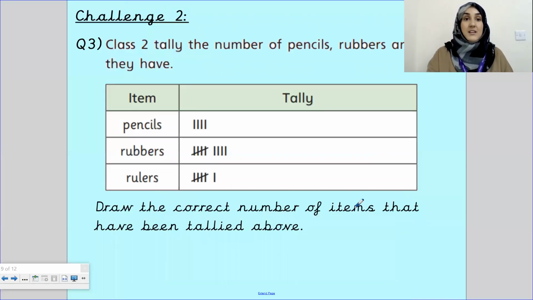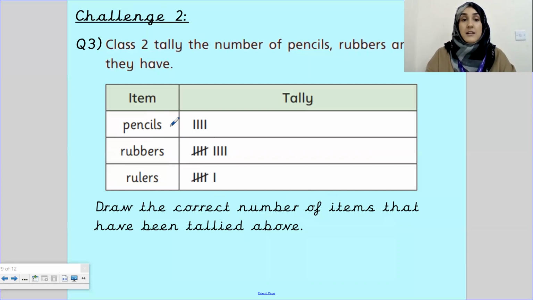Okay. Challenge number 2, your question. Class 2, tally the number of pencils, rubbers, and rulers they have. So within class 2, they have this many pencils, this many rubbers, and this many rulers in their classroom. Now, you are going to draw the correct number of items that have been tallied above.